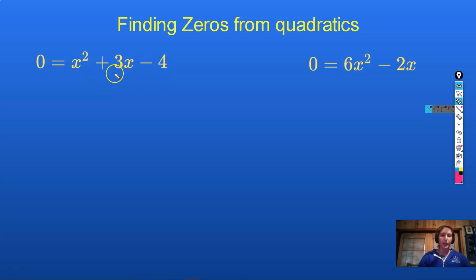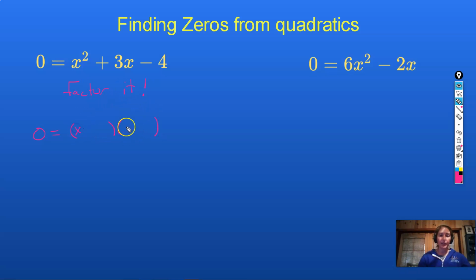Well, what do we know? We know how to get zeros from factors. So is there a way to get from this quadratic into its factors? In other words, can we factor it? And that's exactly what we need to do. So we have 0 equals, the lead coefficient here is a 1, so our factors are going to work out really nicely. We don't even need to launch into a box method or anything.